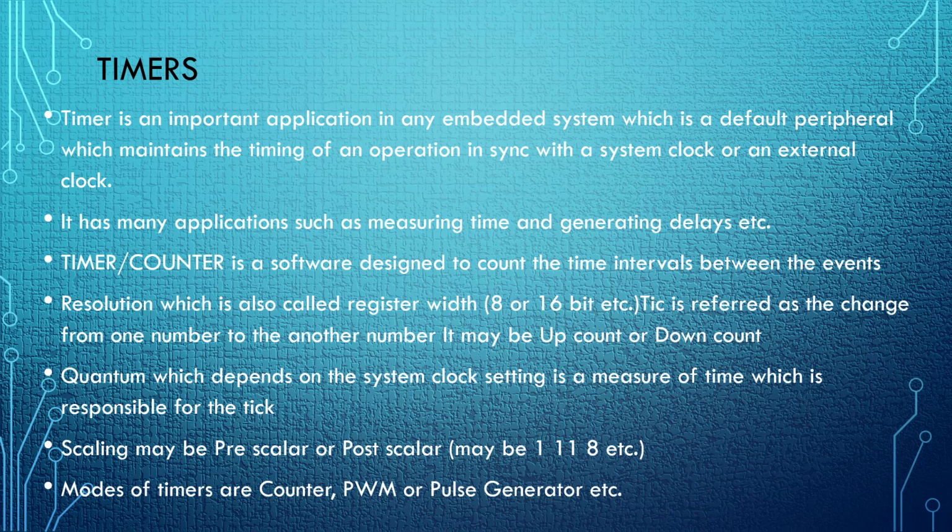Resolution, which is also called register width, is 8 or 16 bit, etc. Tick is referred to as a change from one number to another number. It may be up count or down count. Quantum, which depends on the system clock setting, is a measure of time which is responsible for the tick. Scaling may be free scalar or forced scalar, may be 1, 8, etc.